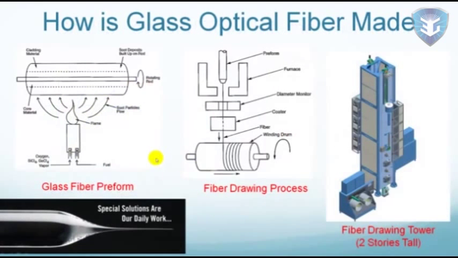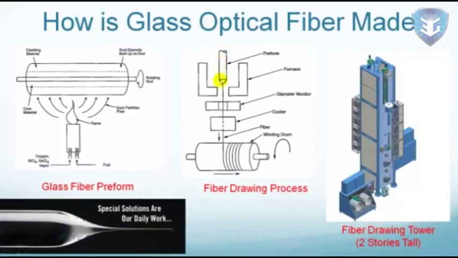The manufacturing of glass fiber goes through two steps. In the first step, a preform is made. This preform has exactly the same proportion of core and cladding material as the final fiber product, but in a much bigger size. It looks like a thick glass rod, as shown in the bottom picture.